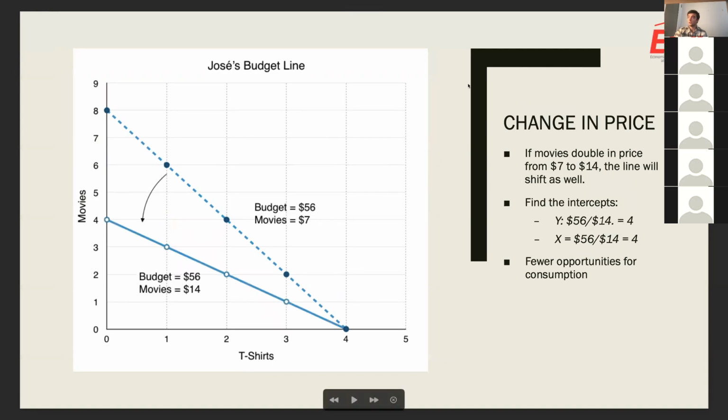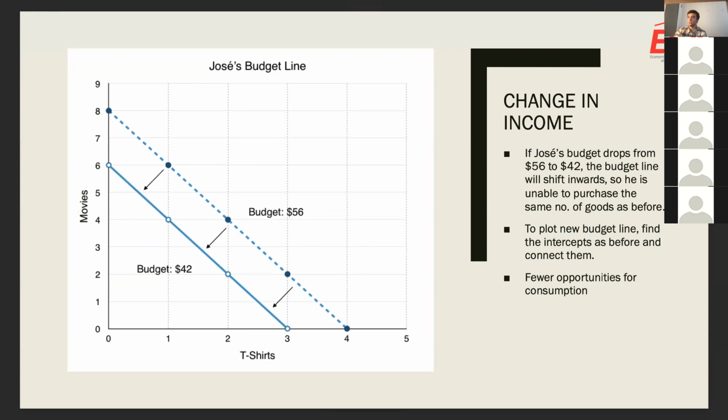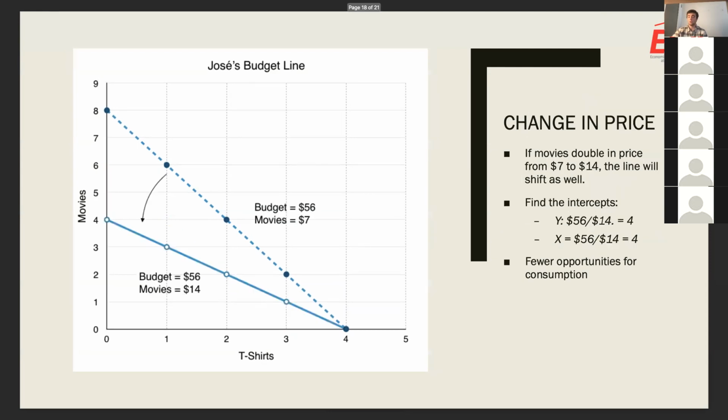The alternative change would be a change in price. So this is just going to be a rotation of your line about the point. So let's say the price of movies is changing. It's going to be a rotation of the line about the price of t-shirts, or the horizontal intercept, and vice versa as well. But the main difference between these two is that a change in income will not change your slope, but it will change the intercepts, whereas a change in price will change your slope, but it's going to leave one of your intercepts the same.